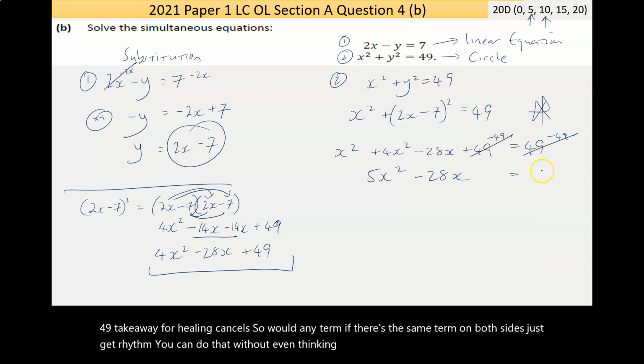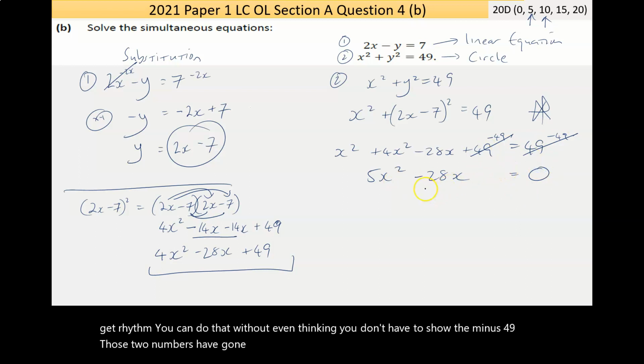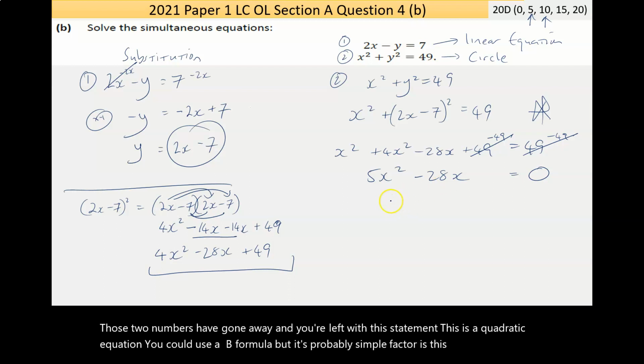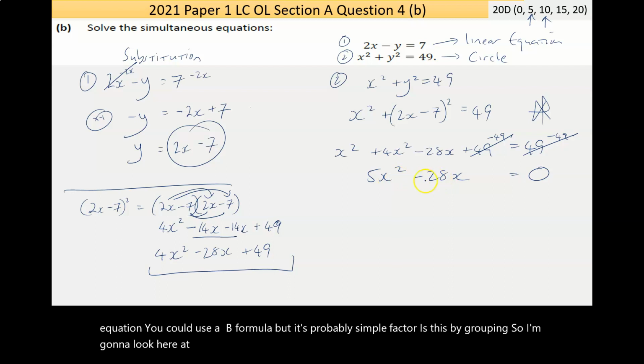You don't have to show the minus 49. Those two numbers have gone away. And you're left with this statement. Now, this is a quadratic equation. You could use the minus b formula, but it's probably simpler to factorize this by grouping. So I'm going to look here at these two terms. And I'm looking, is there a different way to express this that's the same?